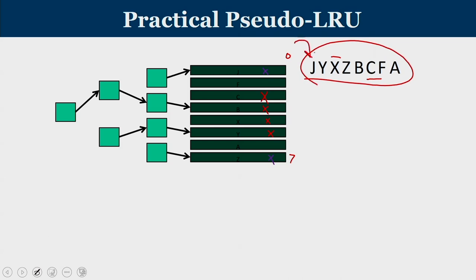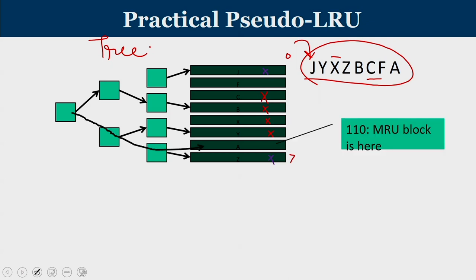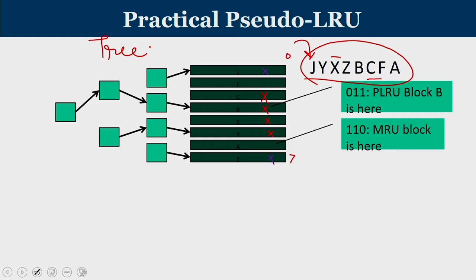For each access into the cache, the tree is being updated. The values of the tree are being updated. So, it is basically a 7-bit value. The 7-bit value can completely manipulate this one. Now, if you look further, this is the most recently used block. And if you travel through the arrows alone, that is the least recently used one, which is also known as pseudo LRU.